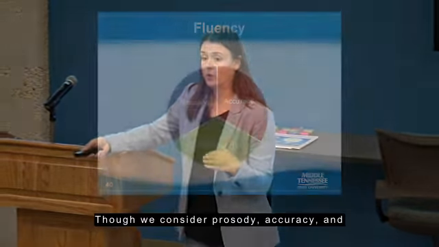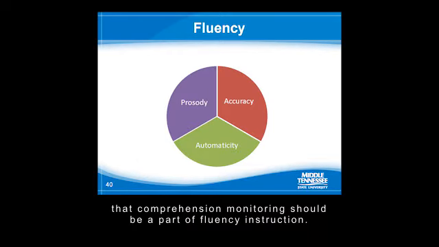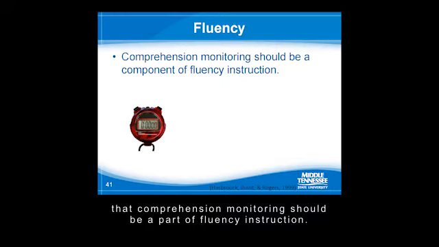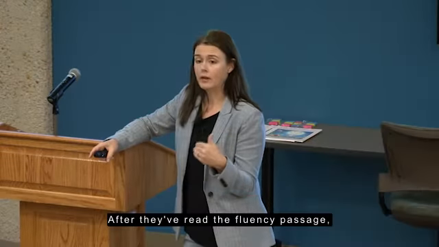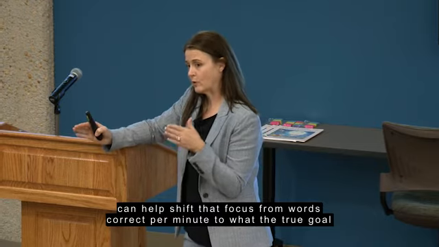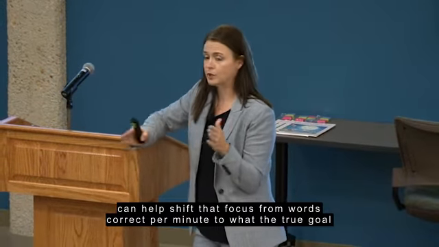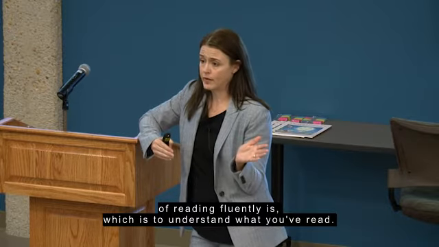So when we consider prosody, accuracy, and automaticity as part of the reading fluency puzzle, we also need to remember that comprehension monitoring should be a part of fluency instruction. It's just something as simple as asking them a question about what they read after they've read the fluency passage. That can help shift the focus from words correct per minute to what the true goal of reading fluently is, which is to understand what you've read.